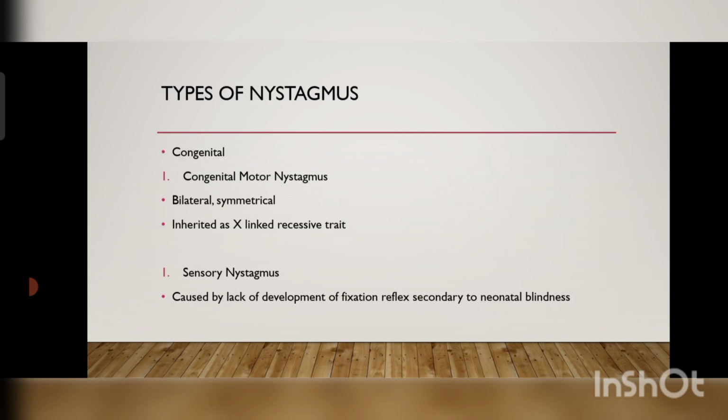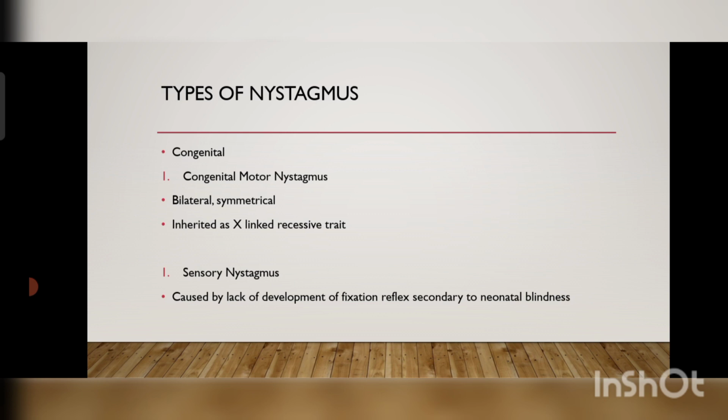Now coming to the types of nystagmus, nystagmus may be congenital or acquired. What is congenital nystagmus? Nystagmus which develops from birth to 6 to 8 weeks of age is congenital nystagmus. Congenital nystagmus includes congenital motor nystagmus and sensory nystagmus.